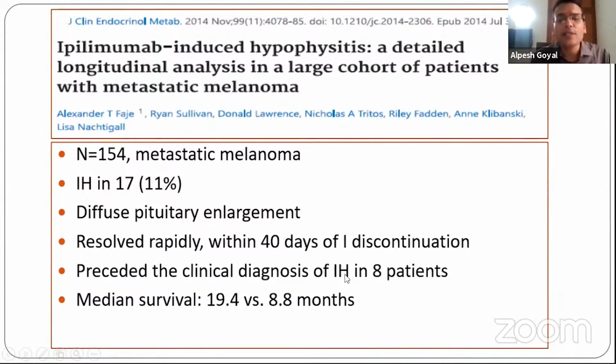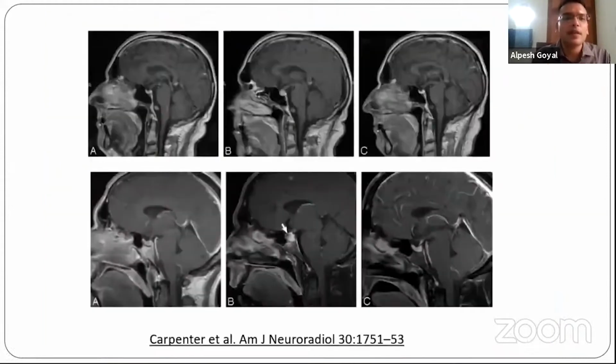And in 8 patients, the enlargement preceded the clinical diagnosis of hypophysitis, and median survival was significantly higher in those patients who developed hypophysitis. This is a picture which shows development in the B panel of both sides. You can see this is the pre-therapy scan, and you can see the development of pituitary enlargement. And in this case, you can see heterogeneous enhancement, which resolves following the discontinuation of the primary agent.